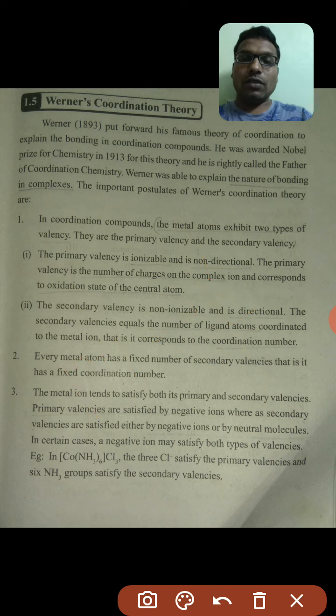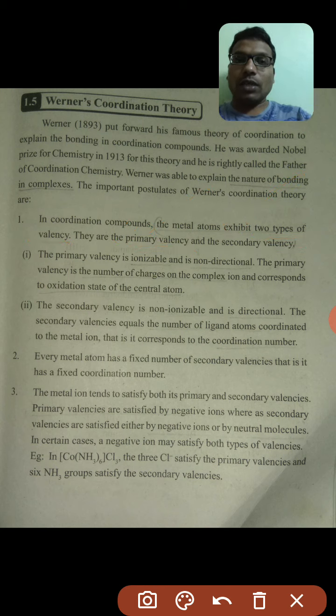So we'll go through some of the important postulates of Werner's coordination theory. Generally, the metal atom exhibits two types of valency in coordination compounds according to Werner: a primary valency and also a secondary valency. First we'll go for the primary valency.